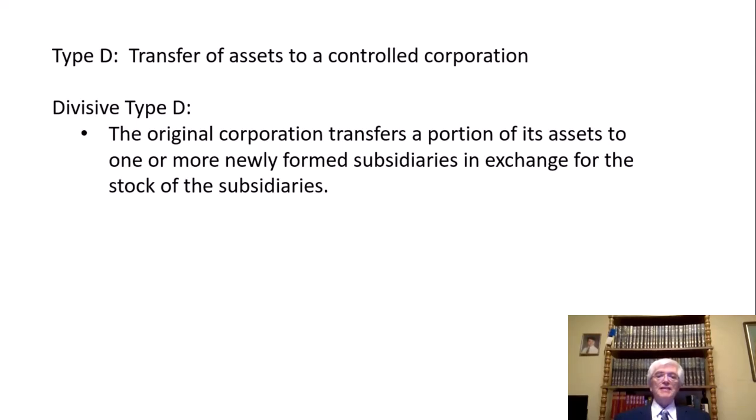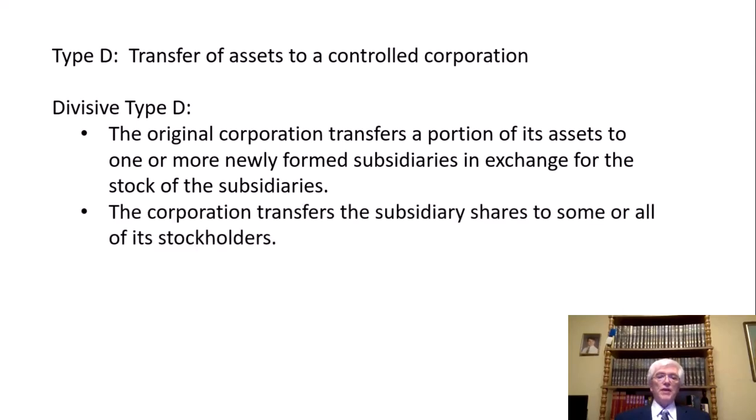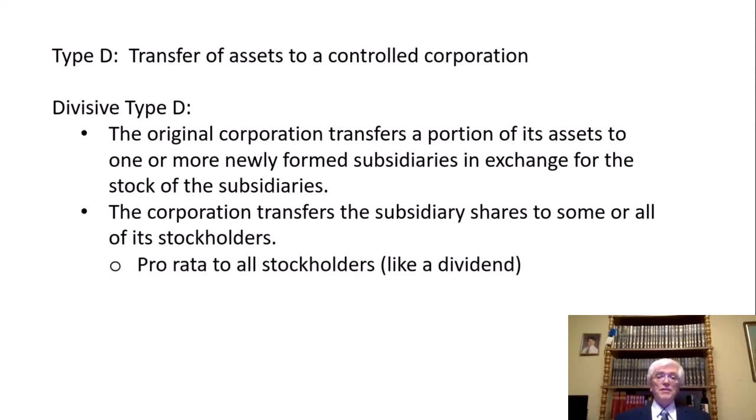Transfer a portion of the assets to one or more newly formed subsidiaries in exchange for the stock of the subsidiaries. Then what do we do with that stock? We can transfer the subsidiary shares to our stockholders, some or all of the stockholders. If we do it pro rata to all of the stockholders, like a dividend, that's called a spin-off.